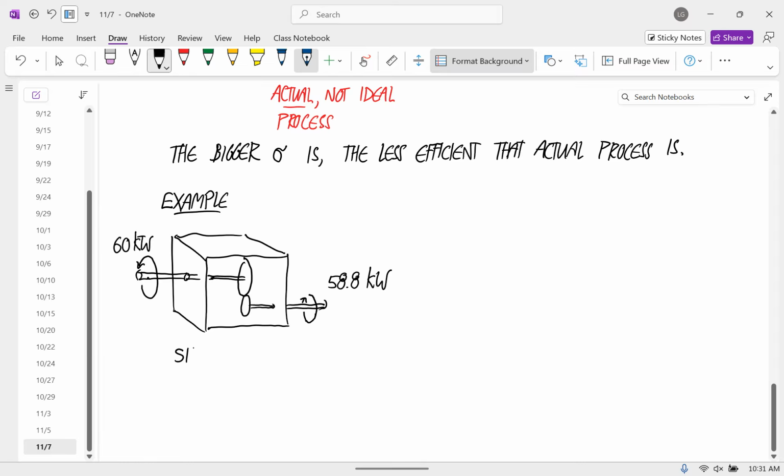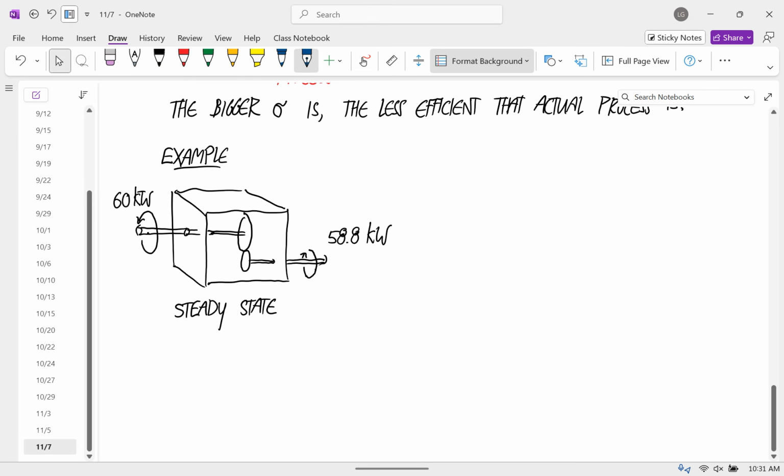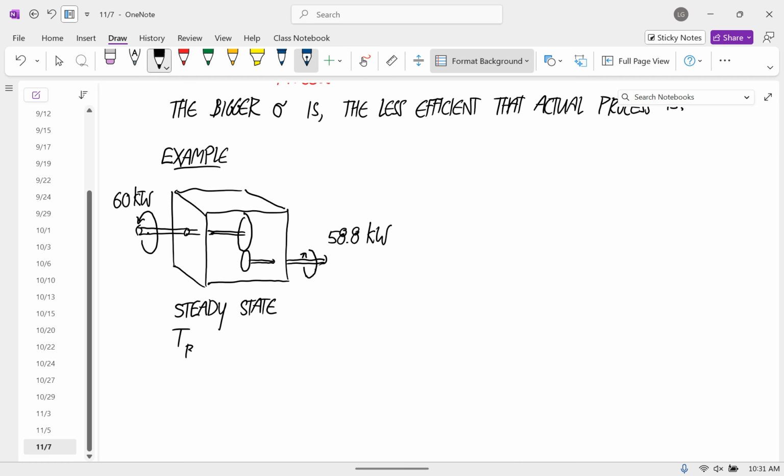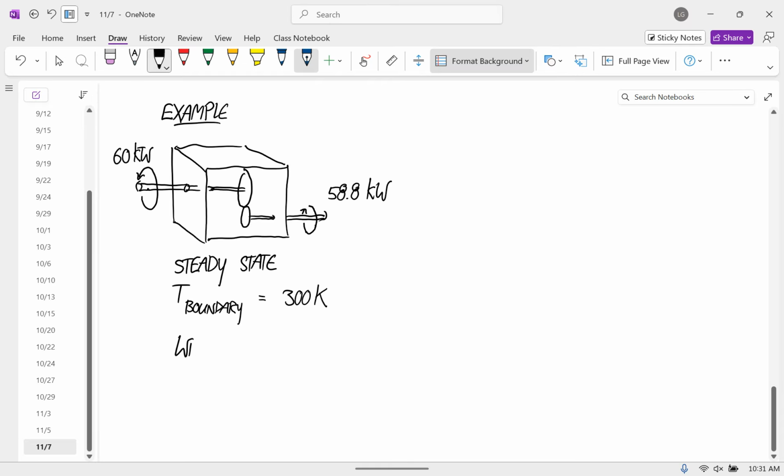And let's say that this process is steady state, which means that for any amount of time you want to look at, you can think of it as a cycle. And let's say that at the boundary of this gearbox, the temperature is 300 degrees Kelvin, which is a little warmer than room temperature, but about room temperature. Okay. And we want to know what's the entropy produced.